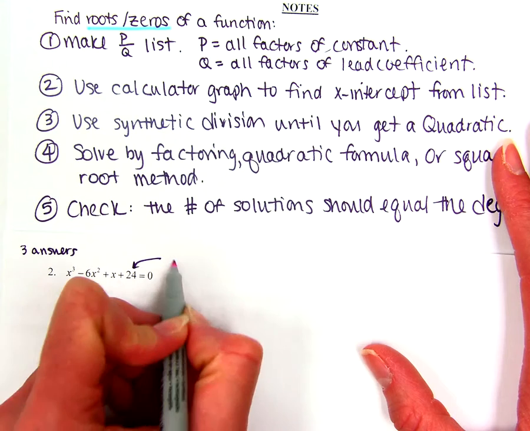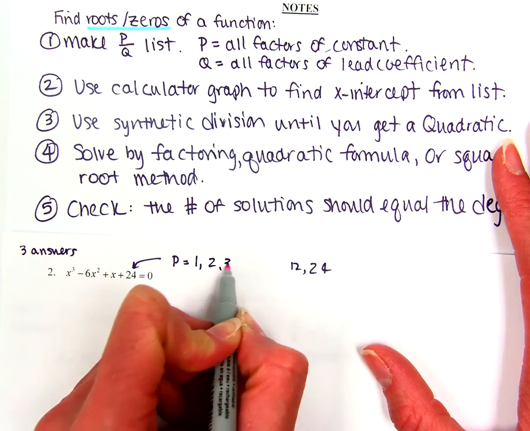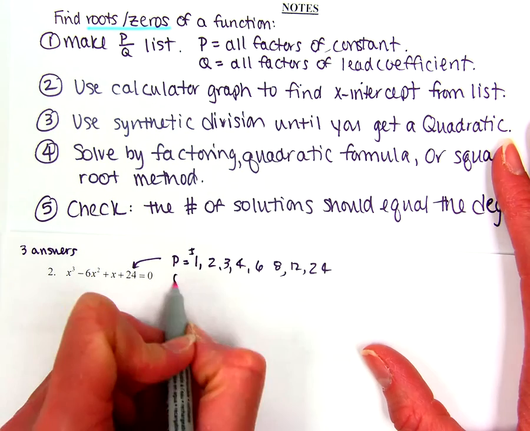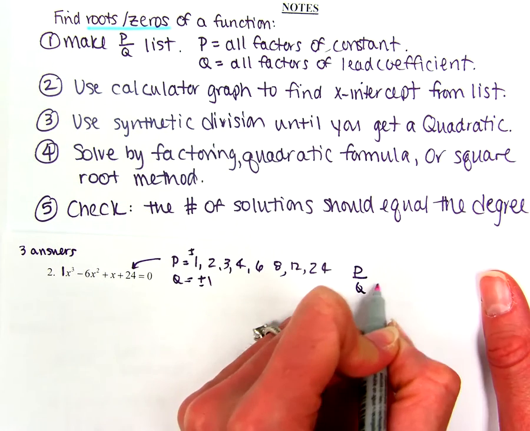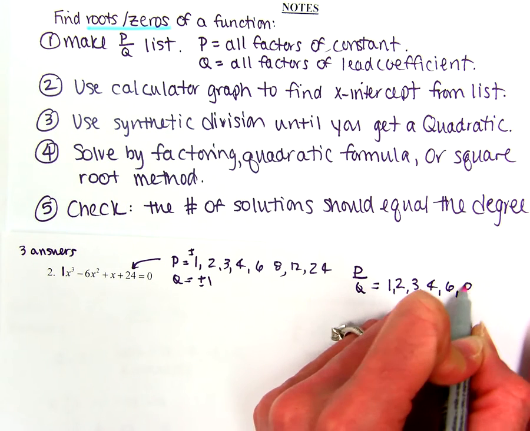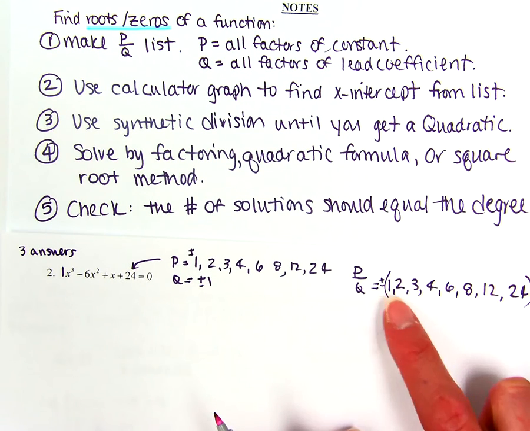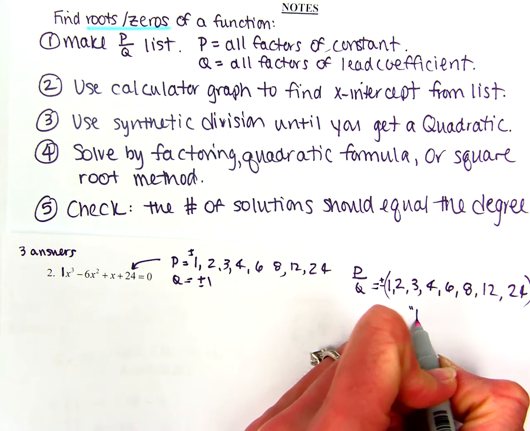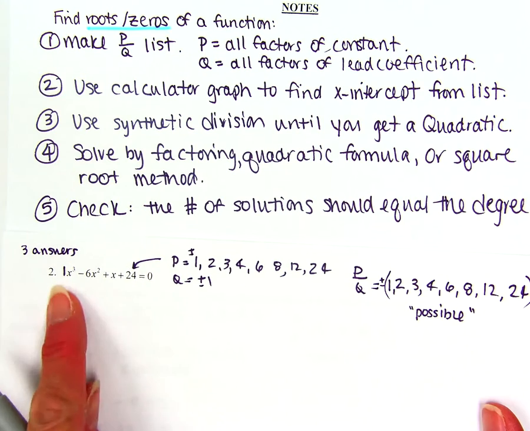All right, so all my factors of 24 are 1 and 24, 2 and 12, 3 and 8, and 4 and 6. And any of them could be positive or negative. Q's are factors of 1, so that's just 1. So my p's over q's list is just 1 over 1, 2 over 1, 3 over 1, and so on. But any of these could be positive or negative. So this leaves me at 1, 2, 3, 4, 5, 6, 7, 8 times 2 is 16 possible solutions. But we know that these are not all going to work because we know we only have 3 answers.